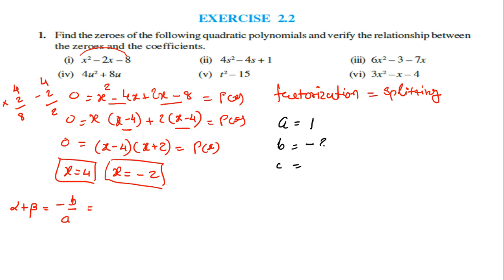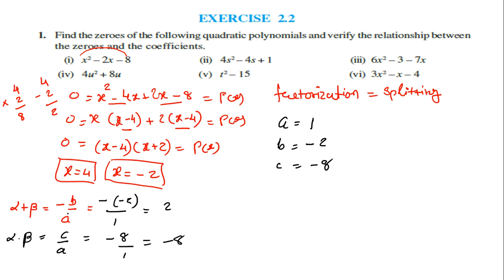a is equal to 1, b is equal to minus 2, c is equal to minus 8. Okay, like this. So now minus b by a: minus into minus 2 by a is 1, minus minus again plus. So alpha plus beta is equal to 2. And alpha into beta is equal to c by a. So here c you can see minus 8 upon a is 1, so minus 8 you will get.